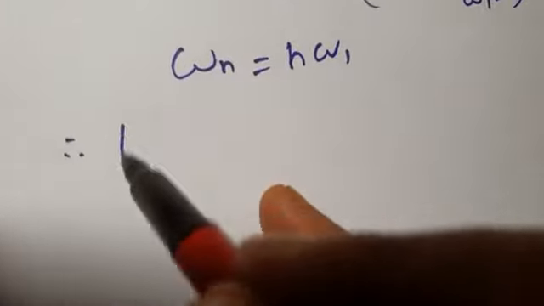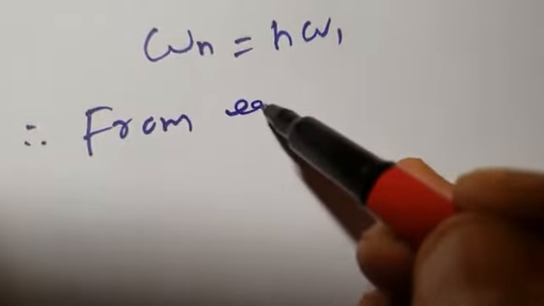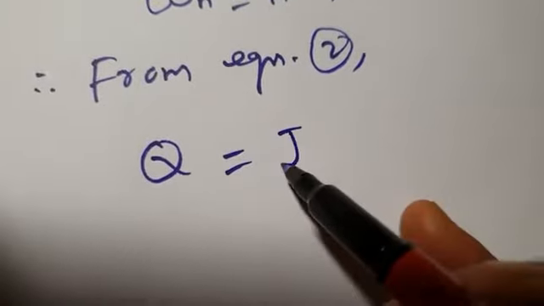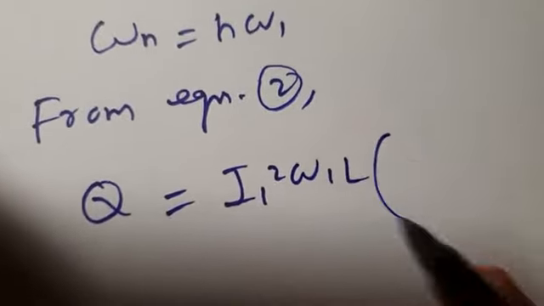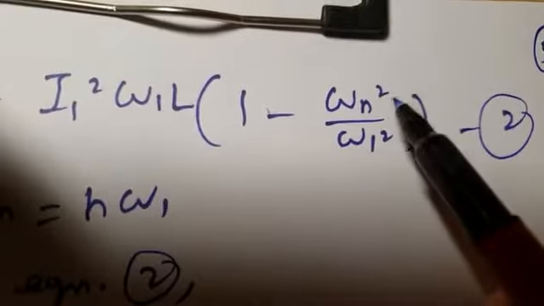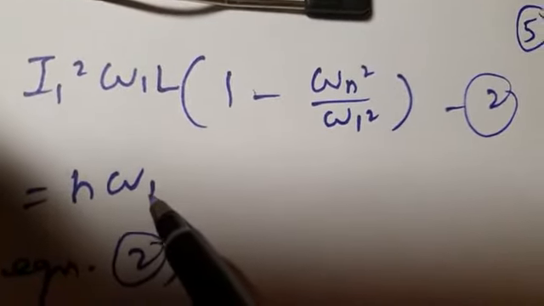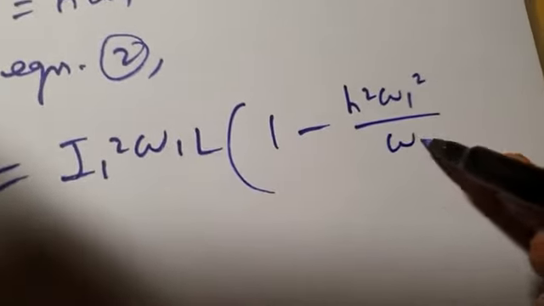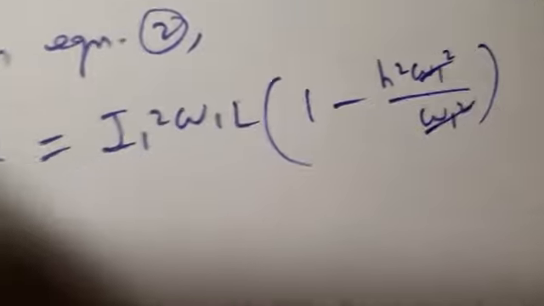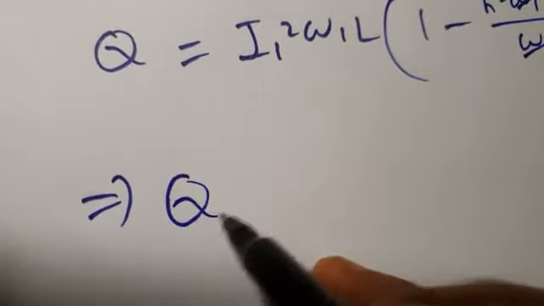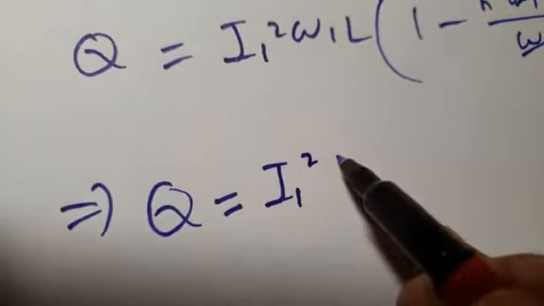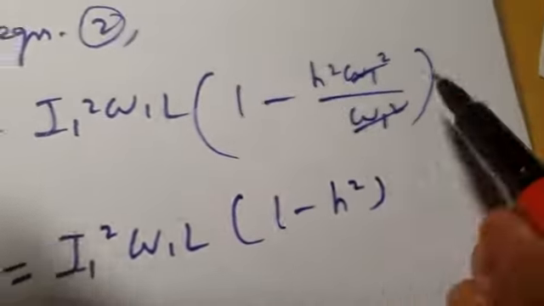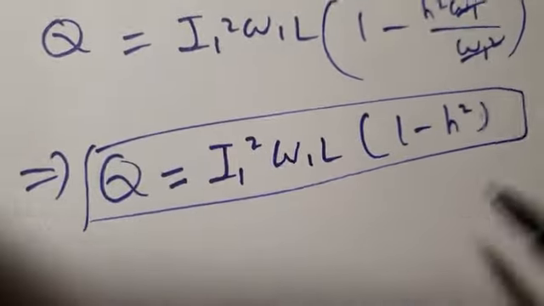So you can substitute in this equation. From equation 2, I will get Q is equal to I1 square omega 1 L times 1 minus omega n square. What is omega n? Omega n is H omega 1. So it is H square omega 1 square divided by omega 1 square. Now omega 1 square and omega 1 square cancel. So this will give me reactive power equal to I1 square omega 1 L times 1 minus H square. Now H is the harmonic order.